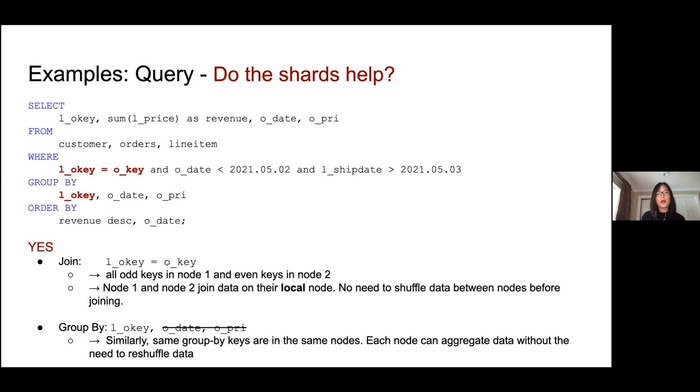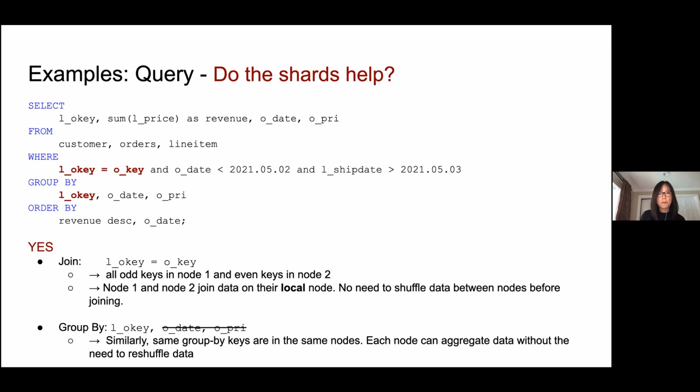Node 1 just does the join on the data available on node number 1, and node 2 just does the join on the data available on node number 2. Similarly, when you do the group by, we can group the data before we send it to the final destination to return the result, because we group by on the order key, and the order key is split with odd numbers on node number 1 and even numbers on node number 2. So we just group by on each node and send the final results to the node where we need to see the result.